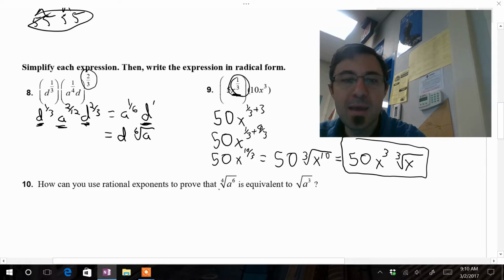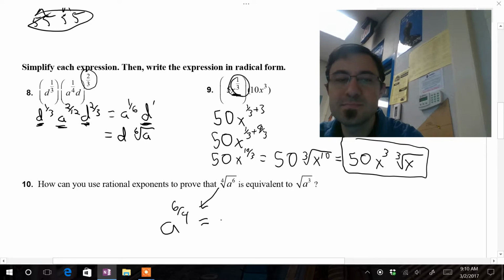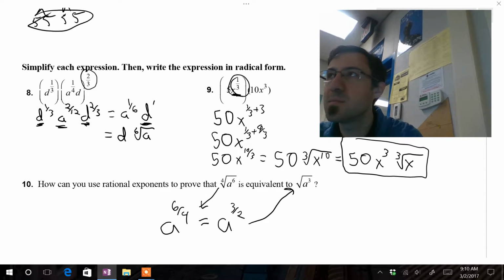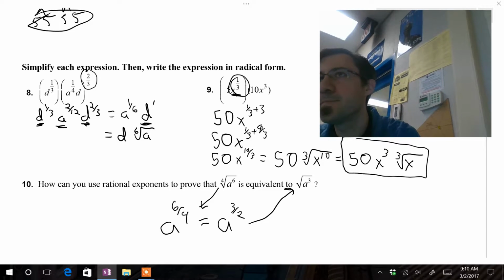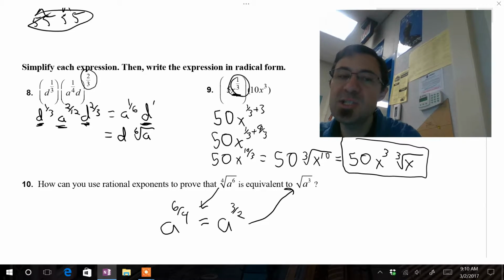Okay? How am I going to write this in exponent form? Then what's that become? And what happened to the 2? It's the square root. I have to write the 2 there when it's square root. So by changing it to exponent form, you get 6/4. That's understanding the rule for exponents.